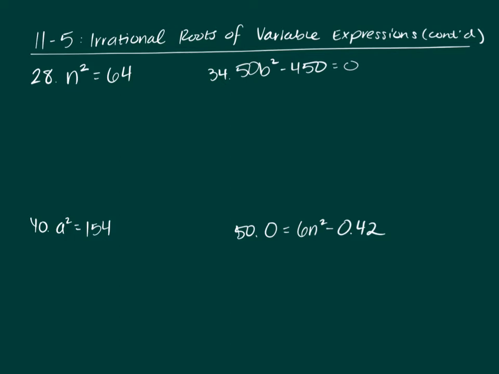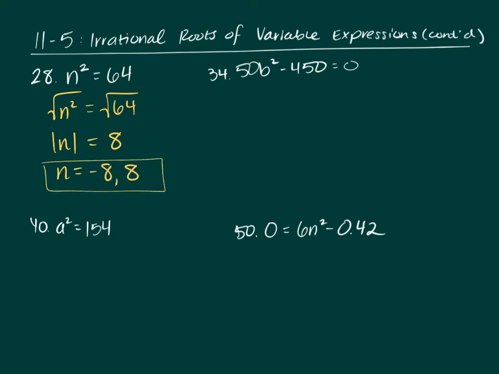The next thing is we need to get n by itself. And currently we have n squared. So what we're going to do is take the square root of both sides to get rid of that square. So square root of n squared equals square root of 64. And we know from yesterday the square root of a variable squared is the absolute value of that variable, equal to, and then the square root of 64 is 8. Okay? And so absolute value of n equals 8 must then mean that we have n equals negative 8 and positive 8. That's our answer.